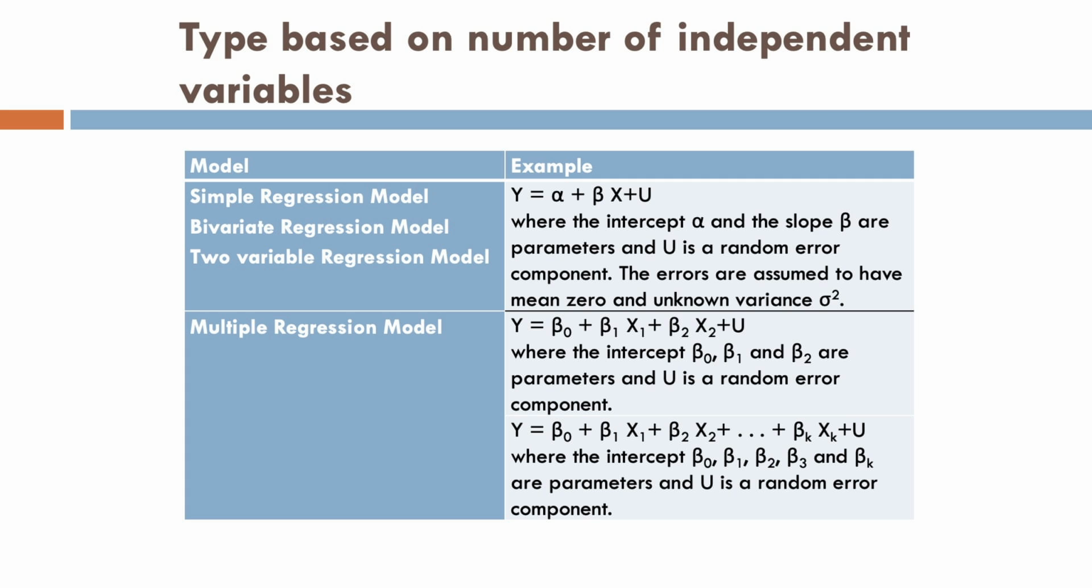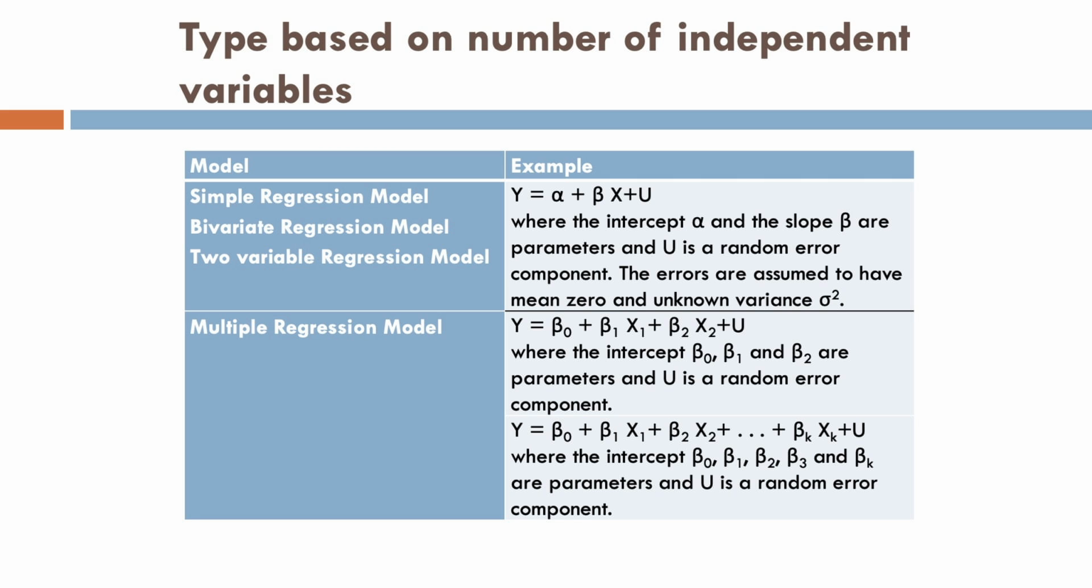Let us try to typify the regression models based on the number of independent variables. The simple regression model, or bivariate regression model, or otherwise called two variable regression model, can be easily represented as y is equal to alpha plus beta x plus u, where alpha is the intercept term and beta is the slope term, and alpha and beta are parameters, and u here is a random error component.